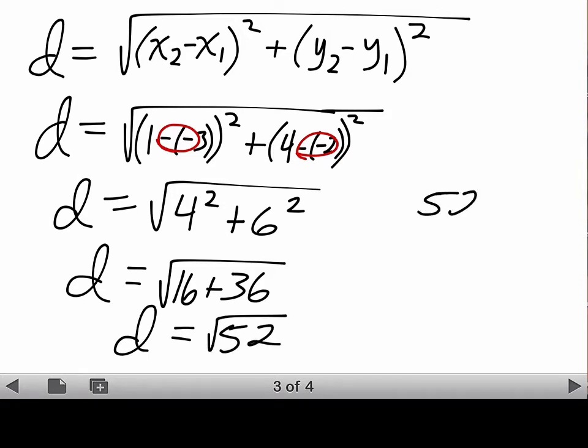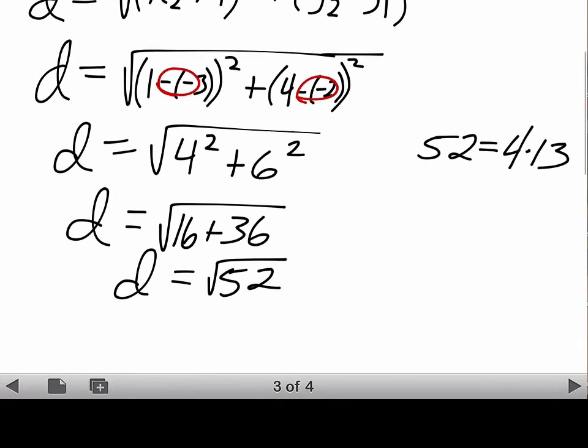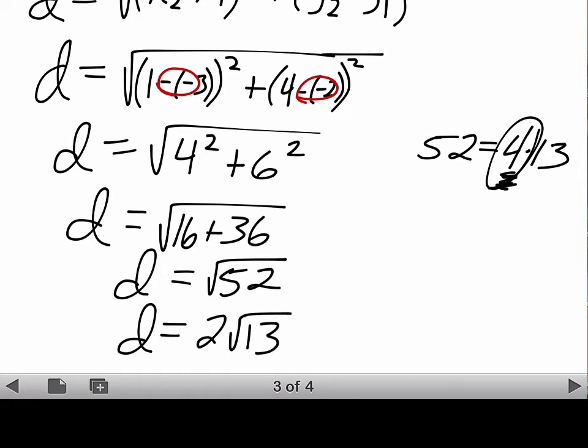Now 52 can be factored into a perfect square times something. So 4 times 13, and the square root of 4 is 2. So d is equal to 2 times the square root of 13, emphasizing we need to simplify radicals, and sometimes answers don't look pretty.